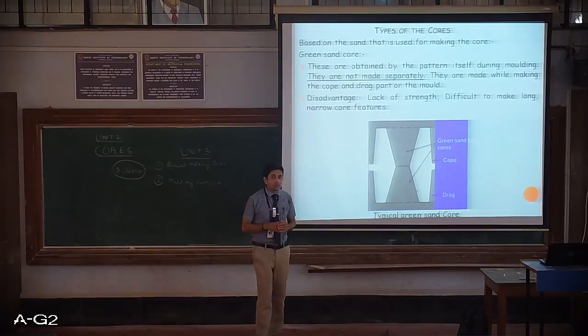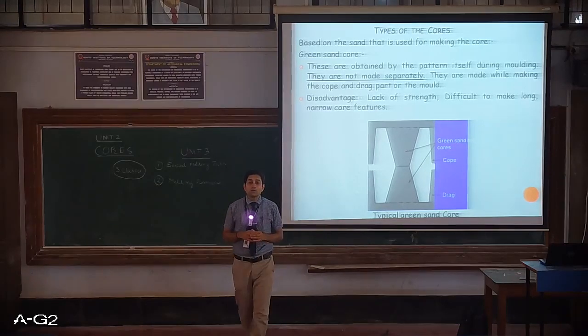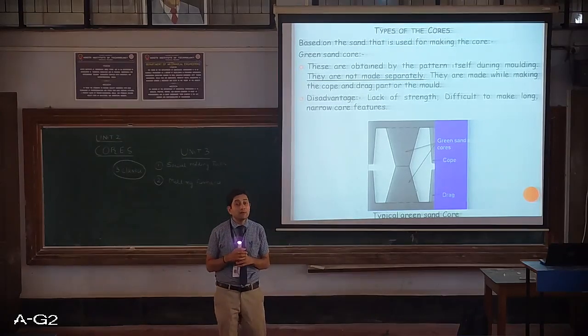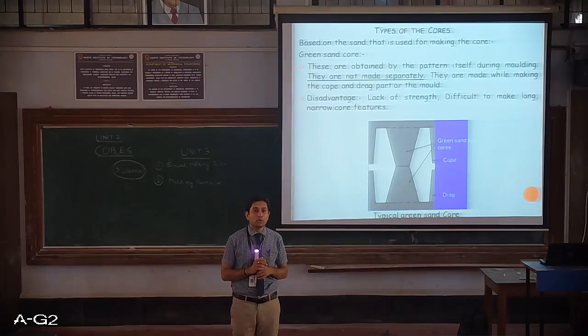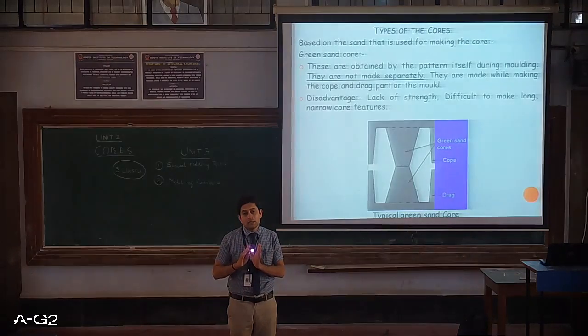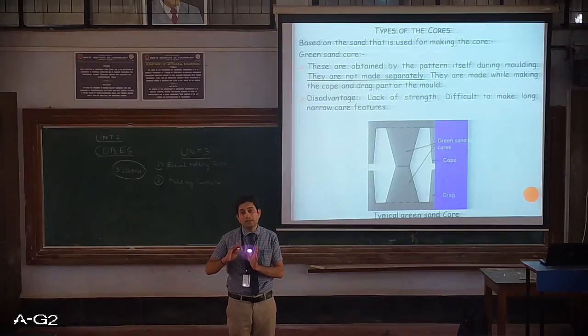Green sand core is a type of core which is produced in the mold cavity while preparing the cope and the drag only. It is not separately made and put into the mold. While preparing the cope and the drag only, you will make that core inside. If that is the condition, that type of core will be called green sand core.